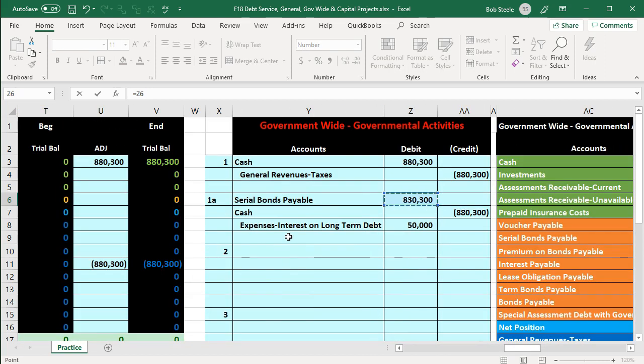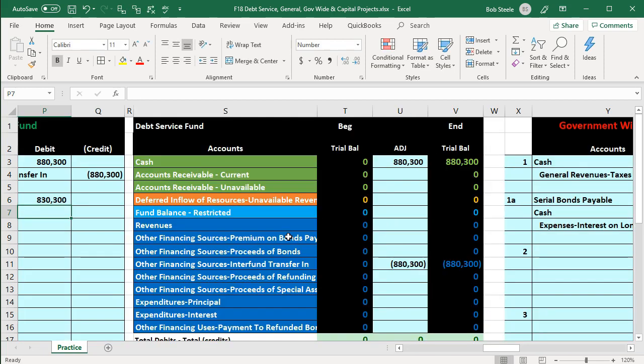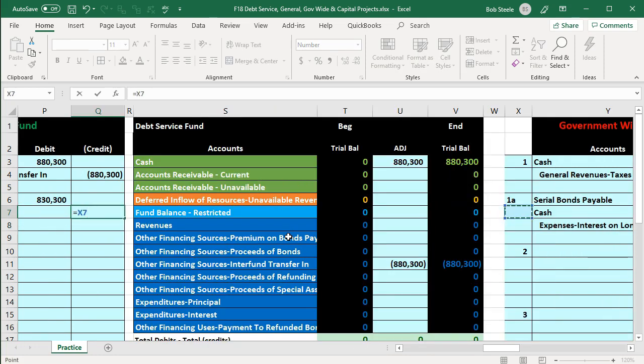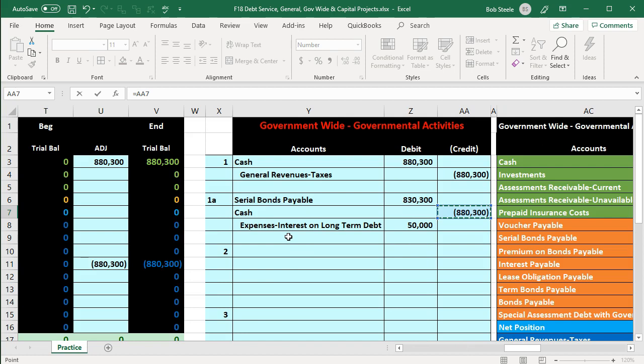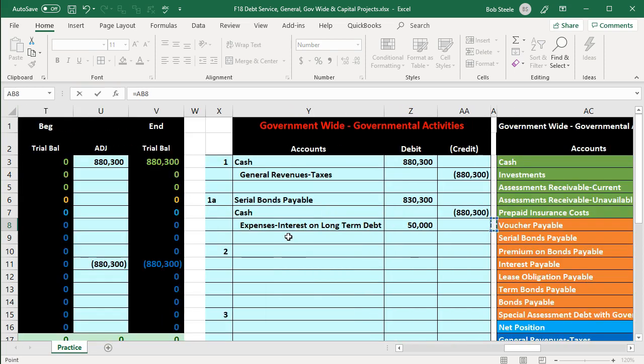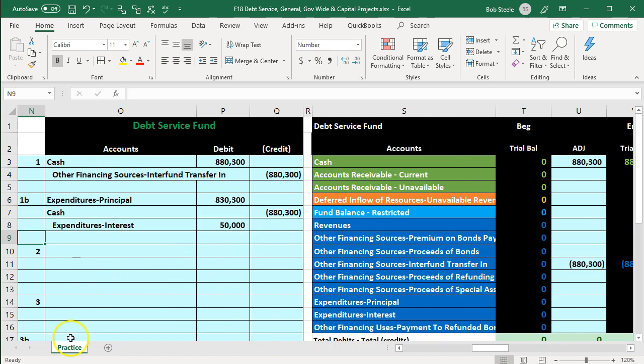It's going to be for this 830,300, and then the cash is going down, and that's going to be the same as the cash going down for this transaction. And then we also had the interest, and that's going to be the interest down here. It's going to be an expenditure as opposed to an expense, and then the interest amount is going to be the same amount as we had on the government-wide activities. So there is our transaction.